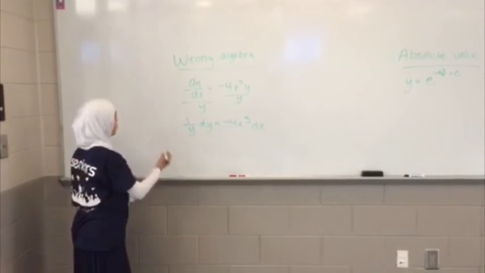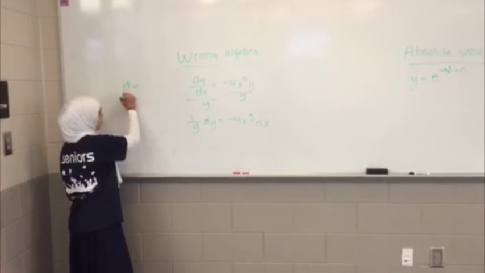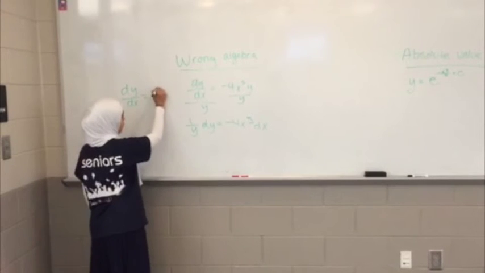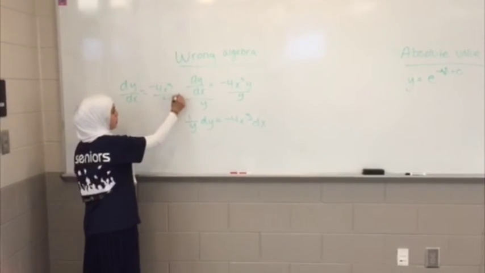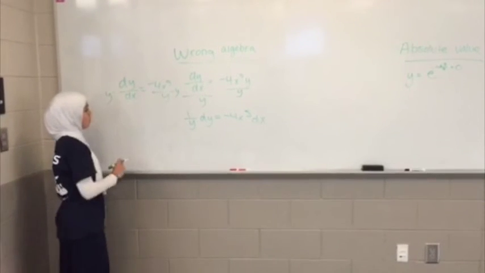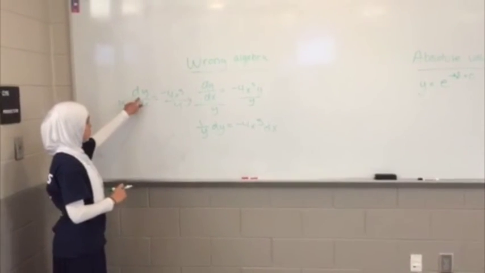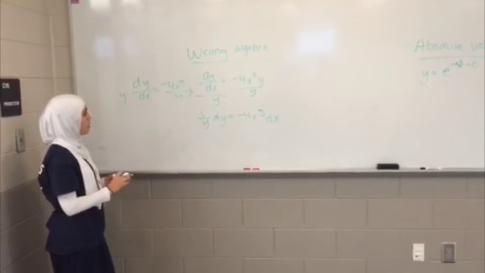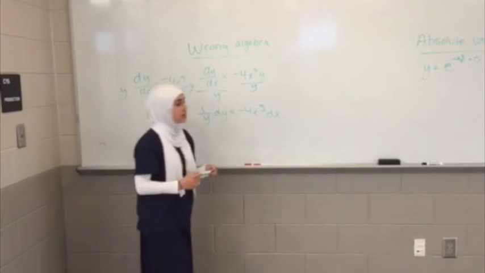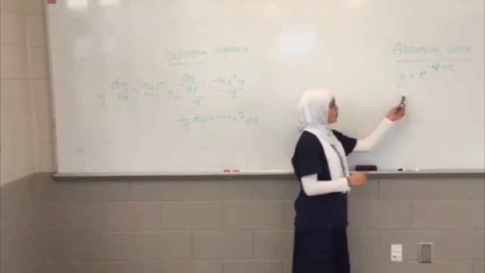Another problem you could run into, it could say dy/dx equals negative 4x to the 5th over y, in which case you have to multiply y by both sides. So you can see y dy is completely different from 1 over y dy, so you have to be really careful about your algebra. Another mistake students make is with absolute value.